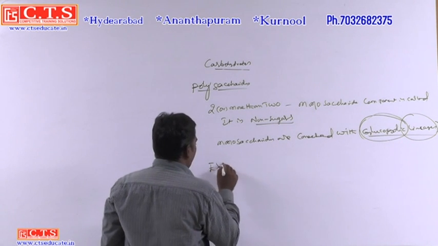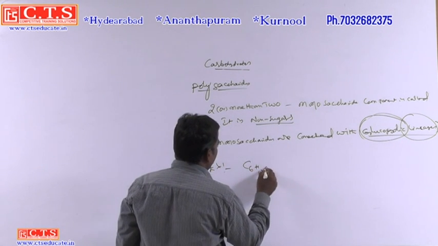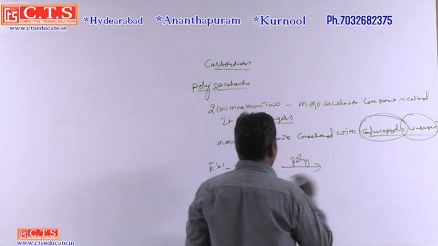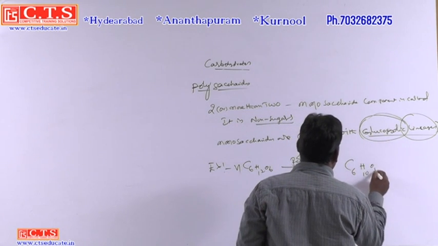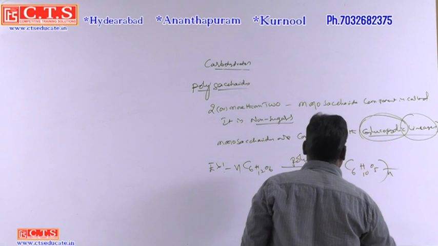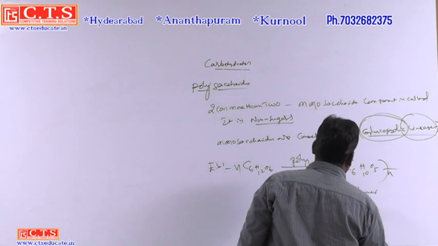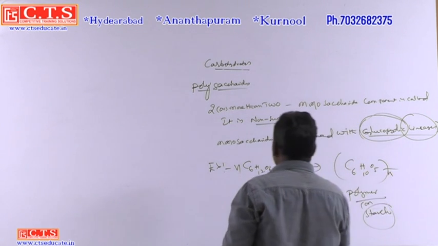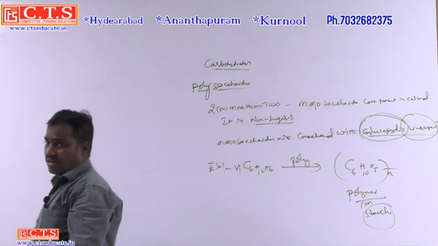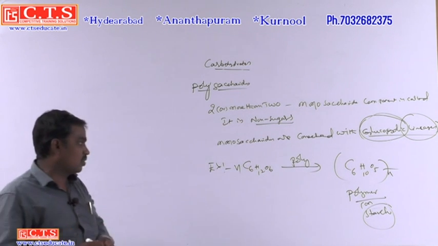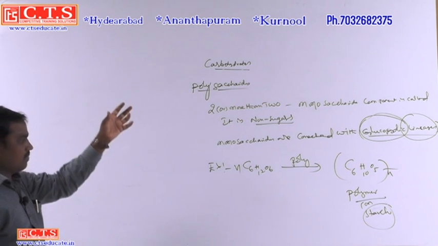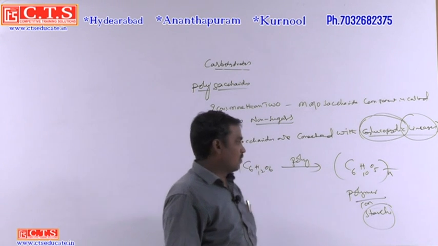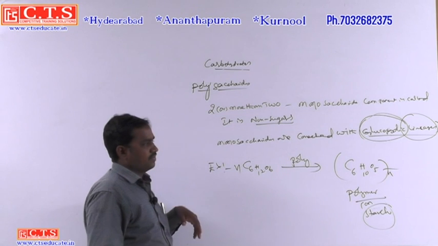For example, glucose C6H12O6. N number of glucose gives rise to polymerization, C6H10O5. It is a polymer, or it is starch. N number of monomers, the best example is glucose, in the presence of a polymerization reaction, form the polymer or starch.